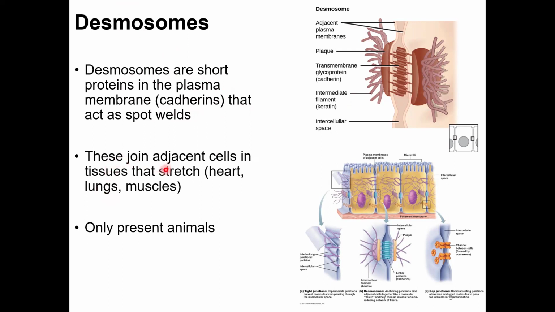And these end up joining adjacent cells in tissues that stretch, such as hearts, lungs, and muscles, because the heart is beating, the lungs are beating, the muscles can stretch or contract depending on what is happening. And these are only present within animal cells.